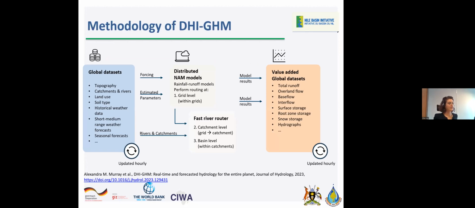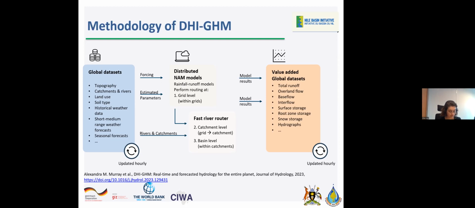So how does it work? We used global datasets such as topography, land use, and rainfall to define input data for the model. The model has two main components. The first component is a distributed rainfall runoff model, and the second component is a routing model.